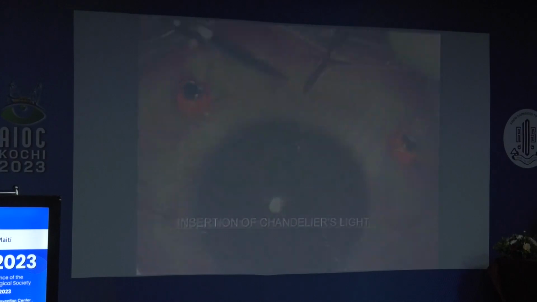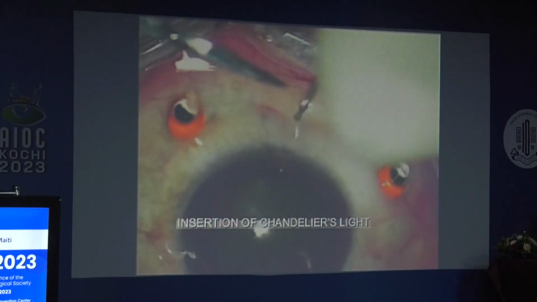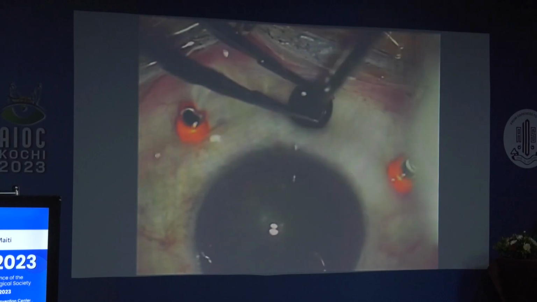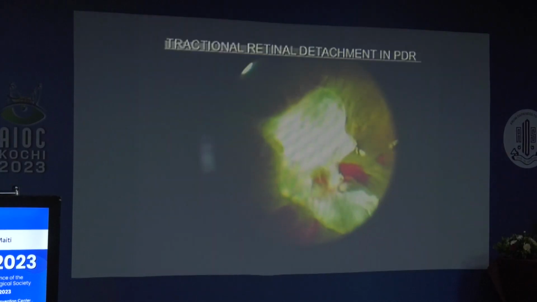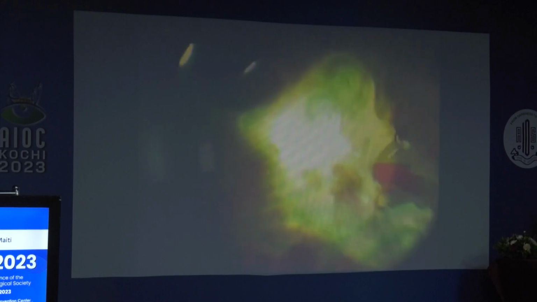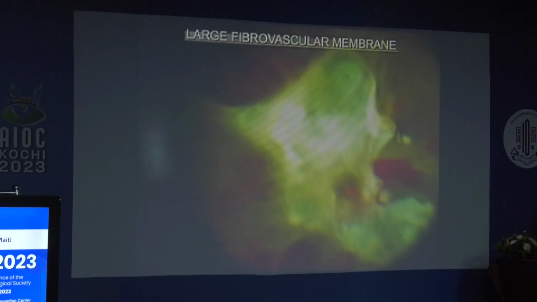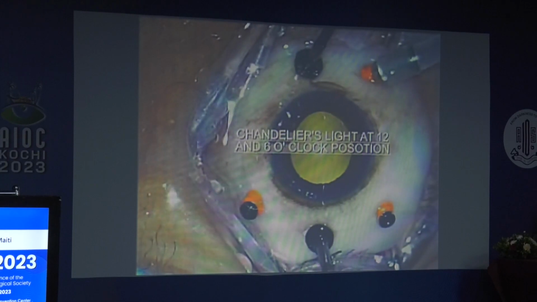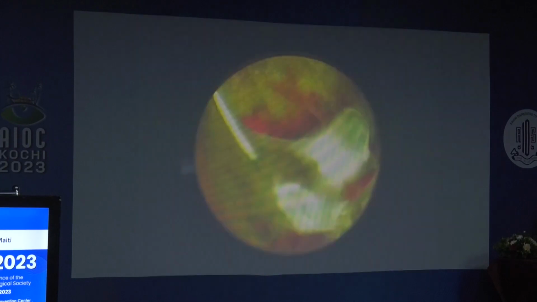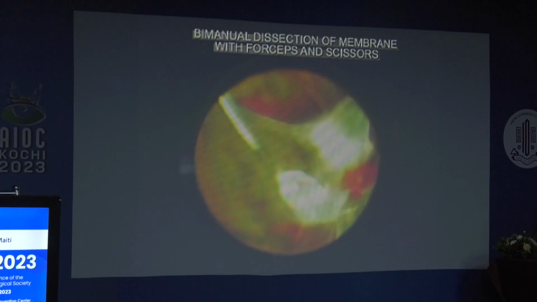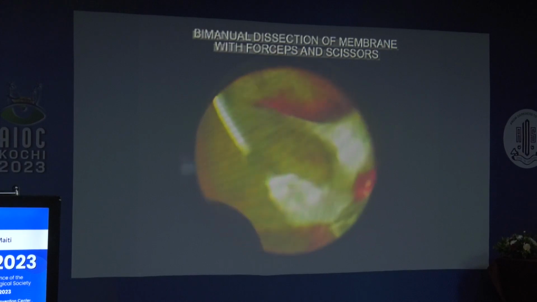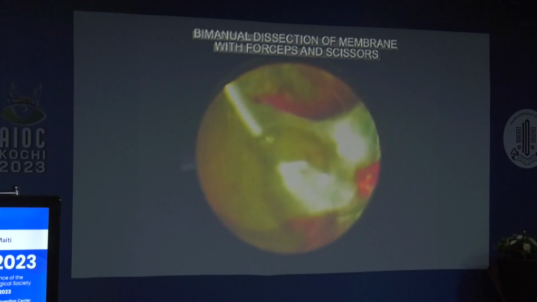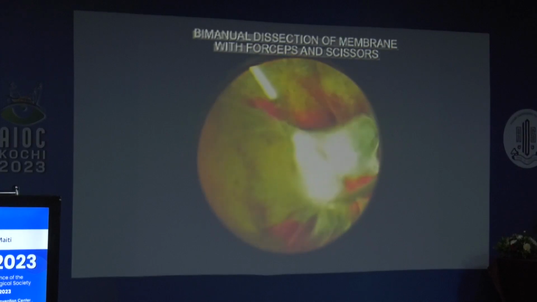Now the other process is a bimanual dissection. This nowadays we do much less. This is a very old video of mine. Putting the chandelier's light, and this is the tractional detachment. These are the situations where it is very difficult to do with the cutter itself. So we need to put the chandeliers. Sometimes we do put in 6 o'clock as well as 12 o'clock. And then with the forceps and scissors, we need to meticulously dissect these membranes.